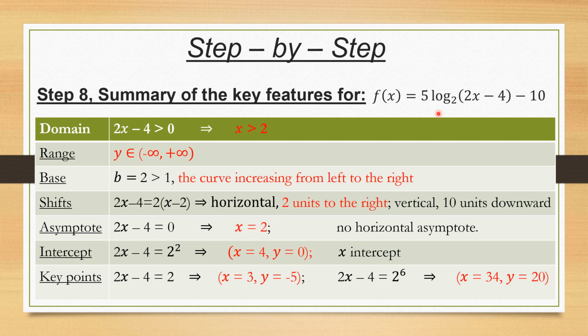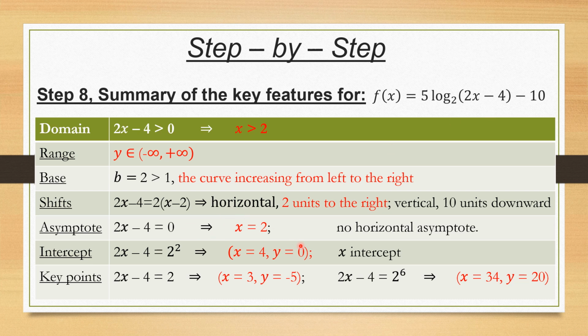The asymptote is going to be x equals 2, because when x is equal to 2, the result of the base to the power of the exponent is going to be 0, and that should never happen. So this is a line that the graph is never going to reach.